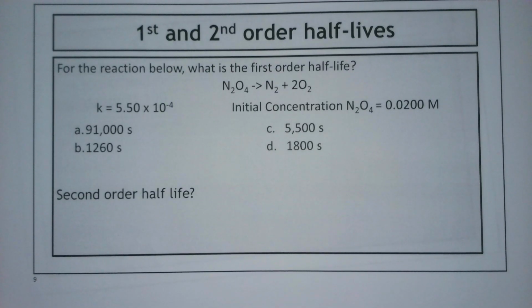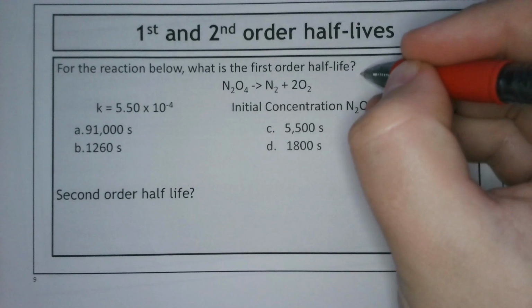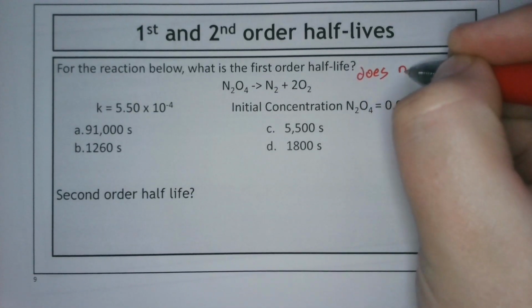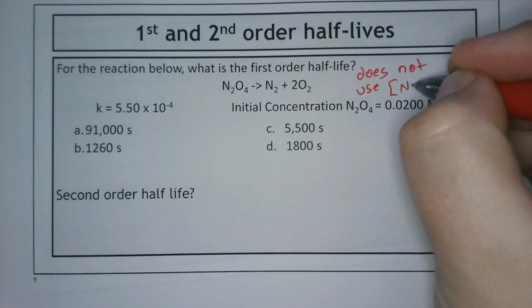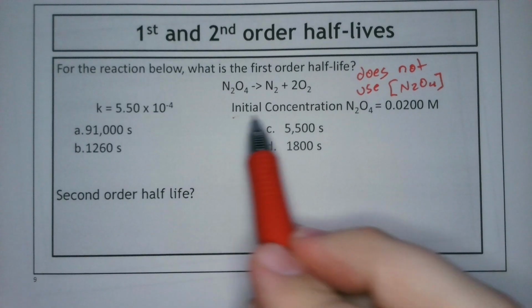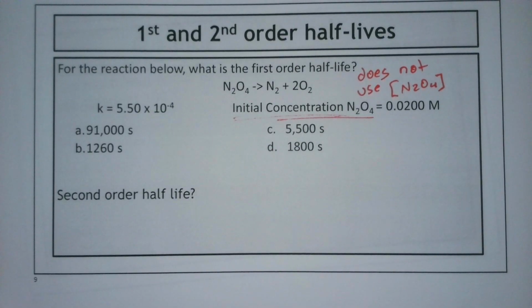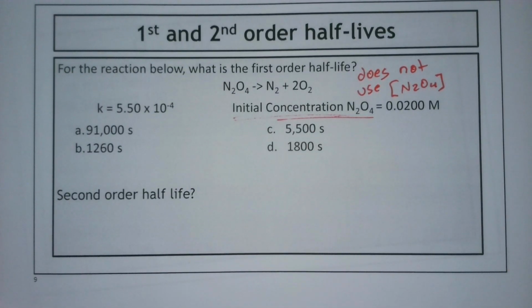The important thing about the first order half-life is it does not use the concentration of N2O4. That's given to you in the problem, but you don't need it at all for a first order half-life. First order half-life does not depend on the concentration that you have. It's consistent regardless of how much you start with. But second order half-lives do. So we're going to do the work for both.